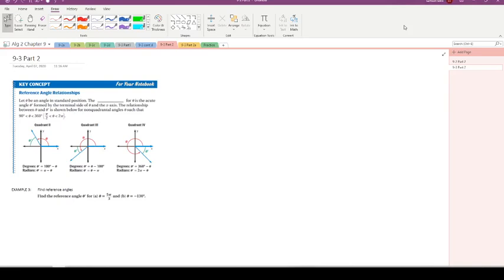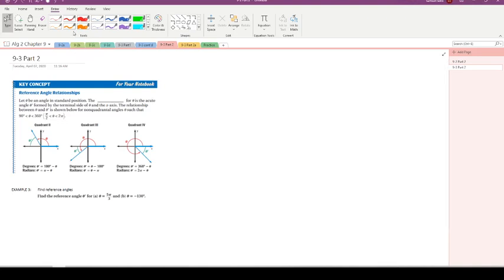Hello, students again. Now we want to do Chapter 3, Section 3, Part 2. We want to talk about reference angles. The first thing we need to know is some definitions and some words. So let's start with defining what it is. Let theta be an angle in standard position.